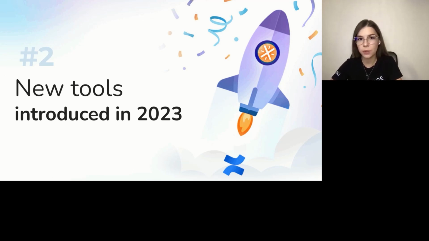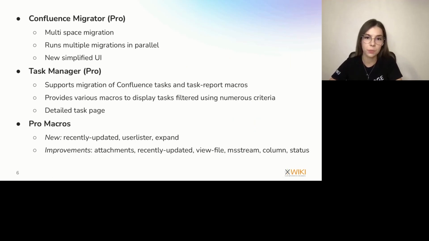This year, we focused on making the tools as easy to use as possible, but also as efficient as possible, with the star of the day, to say so, being the Confluence Migrator Pro, which was very recently introduced. So the Confluence Migrator Pro now allows you to migrate multiple spaces at a time. This is the tool that we will see today. And this is the tool that XWiki recommends for migrating from Confluence to XWiki.